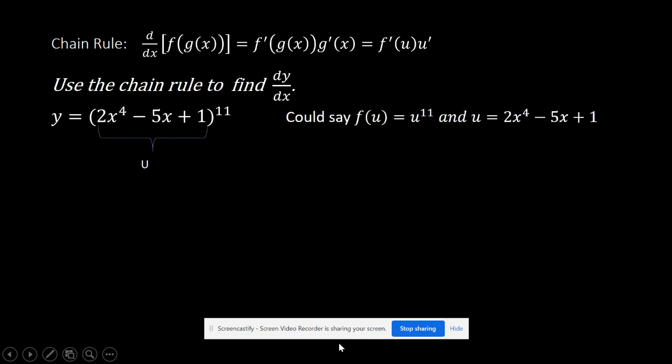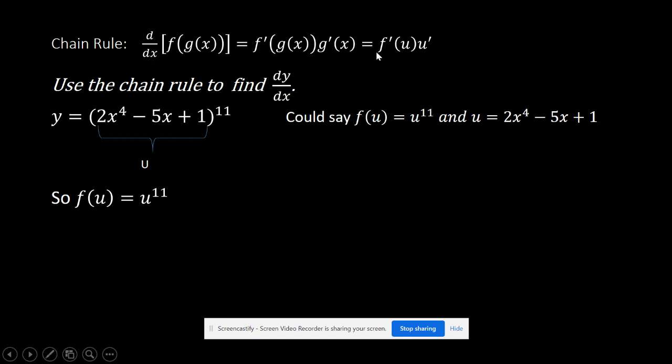It says, well, if I call this u, 2x to the 4th minus 5x plus 1, I now have u to the 11th. So I'm thinking about this concept right there. And I'm just next to it defining what I called u, because again, in the end, I will be taking its derivative right here. So let's move this down. So I have f of u. It was in terms of x, now it's in terms of u. So f of u equals u to the 11th.